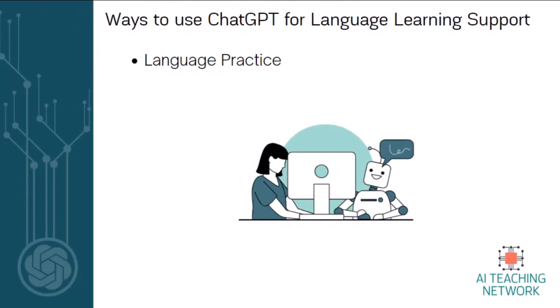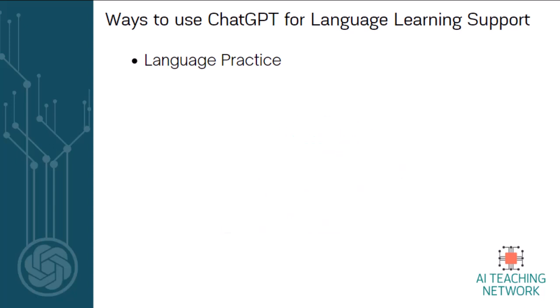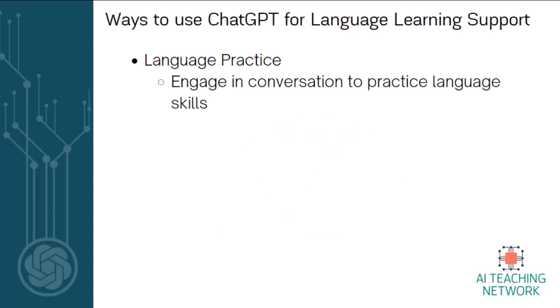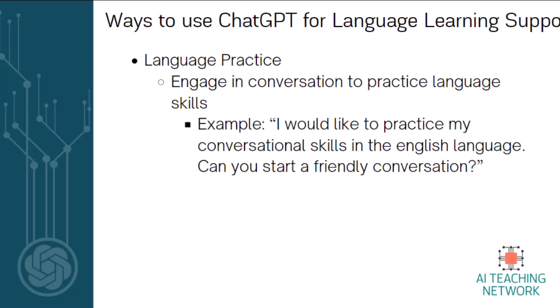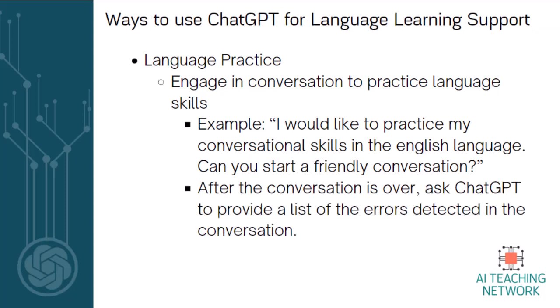Another thing that you can use ChatGPT for is language practice. You can engage in conversations to practice language skills in multiple languages. For example, you can tell ChatGPT, I'd like to practice my conversational skills in the English language. Can you start a friendly conversation? After the conversation is over, you can ask ChatGPT to provide a list of errors detected in the conversation, but beware, it is not always accurate, and you can see an example of this on the next slide.